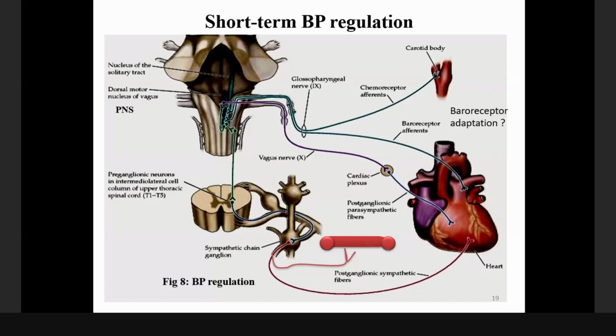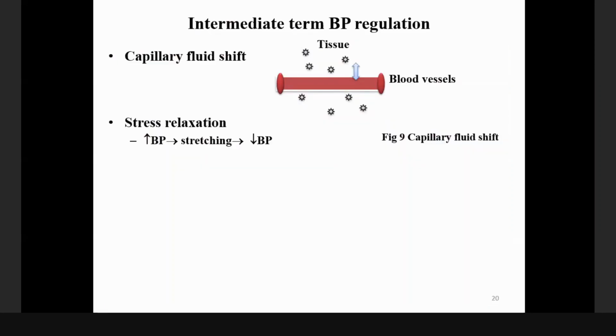So blood pressure can be regulated either over a short period of time or an intermediate time. I mean that your body needs some time to regulate your blood pressure. This is called intermediate term blood pressure regulation. The first is capillary fluid shift. That means when your blood volume is increased, then fluid leaves your blood vessel into the tissue.